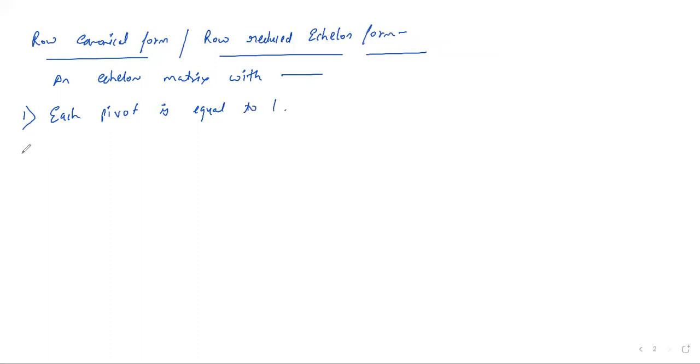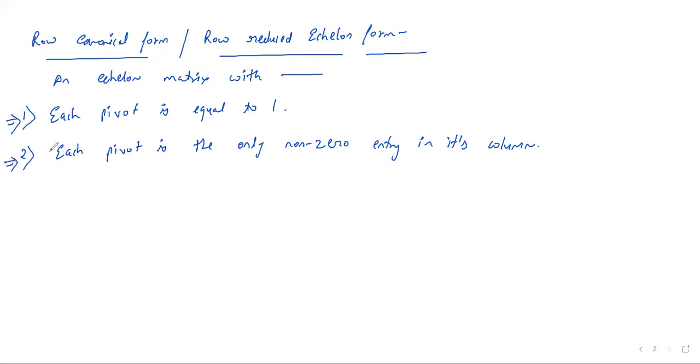We are saying that each pivot element has to be equal to 1, and the second condition is that each pivot is the only non-zero entry in its column. So after reducing a matrix into an echelon matrix, we have to satisfy these two conditions: each pivot is equal to 1, and each pivot is the only non-zero entry in its column.